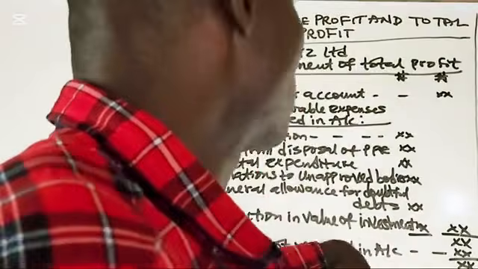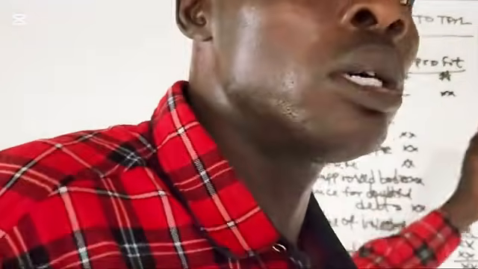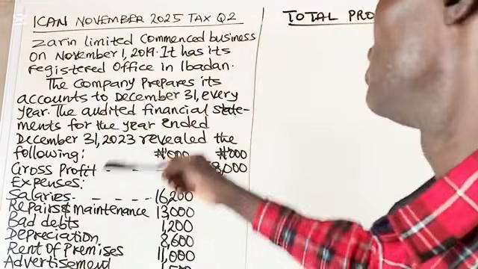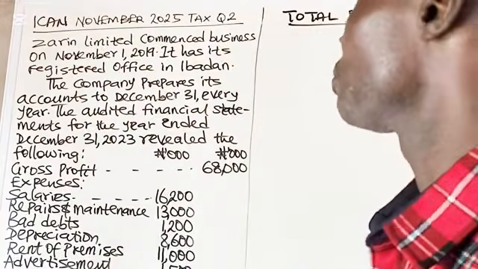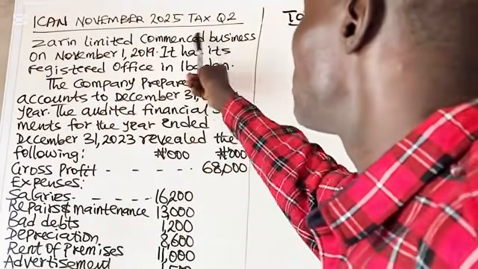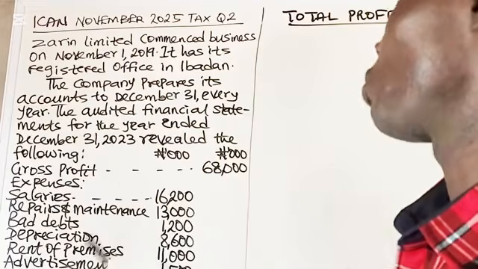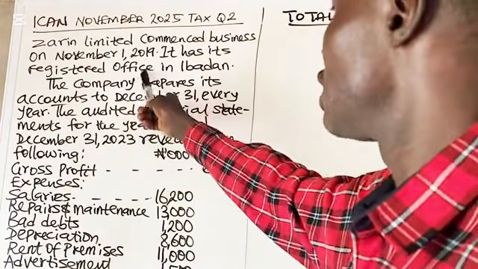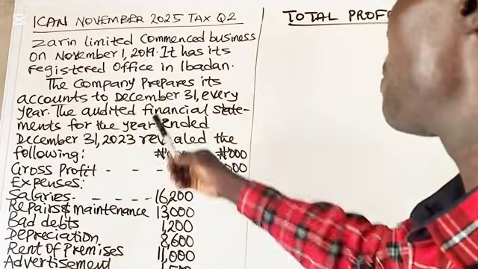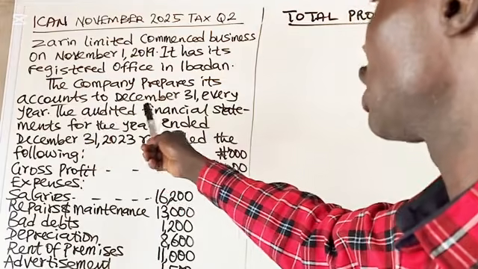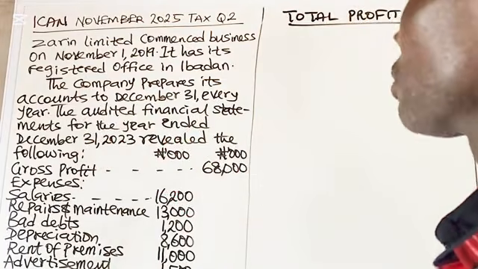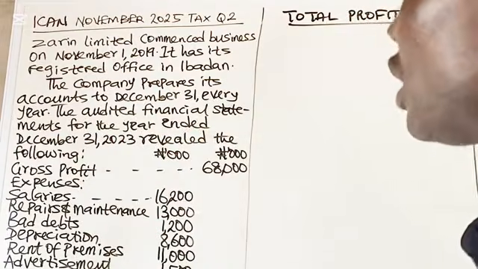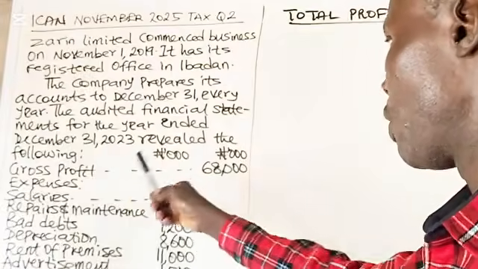Having explained all this, we want to take a question as a worked example. Keep watching. This question is obtained from ICAN November 2025 Taxation, question number 2. Zarin Limited commenced business on November 1st, 2019. It has its registered office in Ibadan. The company prepares its accounts to December 31st every year. The audited financial statements for the year ended December 31st, 2023 reveal the following.